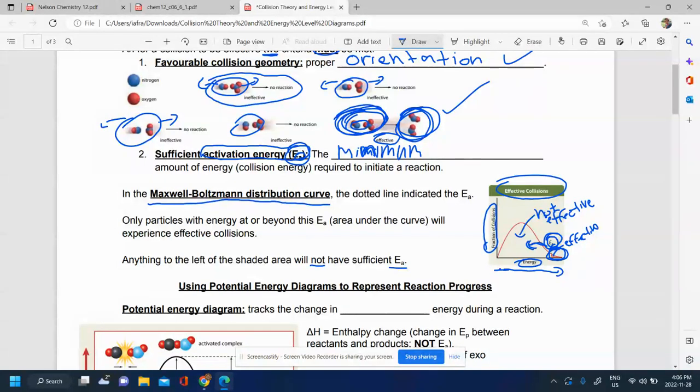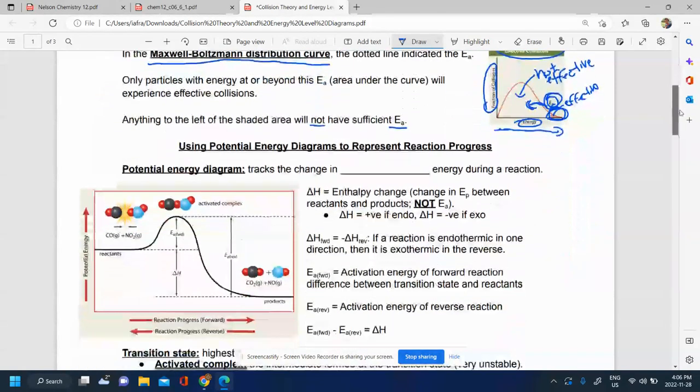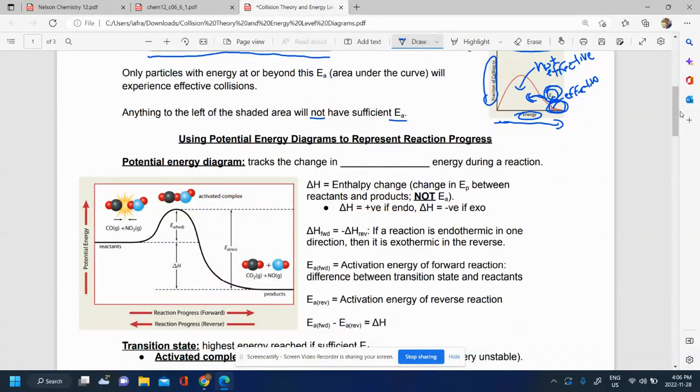Now, let's take a look at these concepts and study them in a graph. So you've already seen potential energy diagrams previously. What we're going to do is take a look at potential energy diagrams again with the activation energy concept there. So potential energy diagrams, just to recall, track the change in potential energy during a reaction.